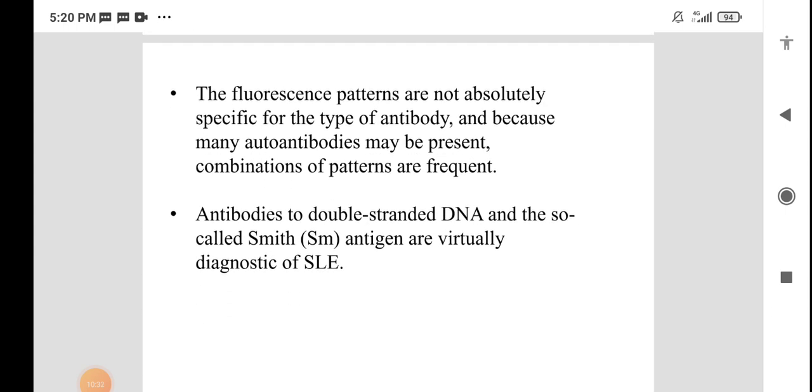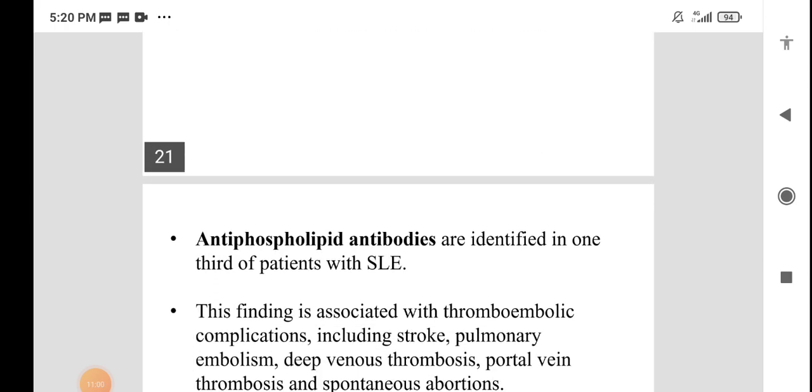The fluorescence patterns are not absolutely specific for the type of antibody, and because many autoantibodies may be present, combinations of patterns are frequent. Antibodies to double stranded DNA and the so-called Smith antigen are virtually diagnostic of SLE. So these are basically the diagnostic feature of the antibodies in SLE.